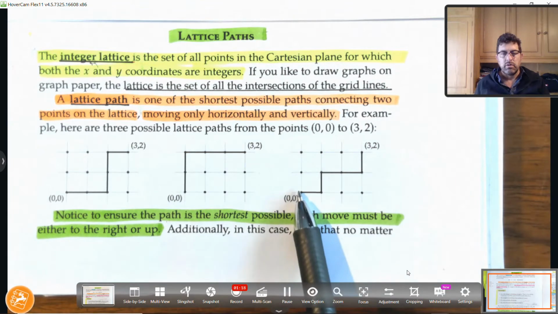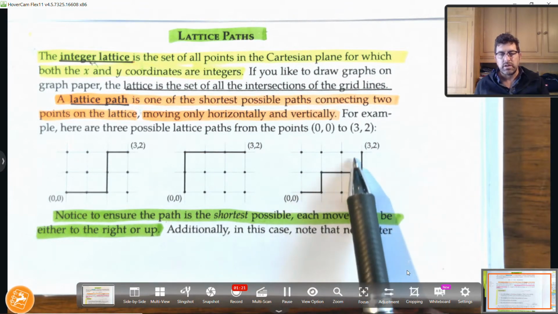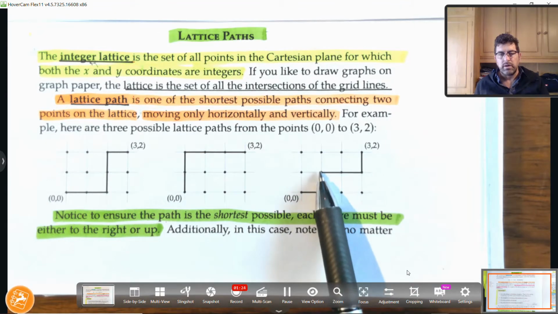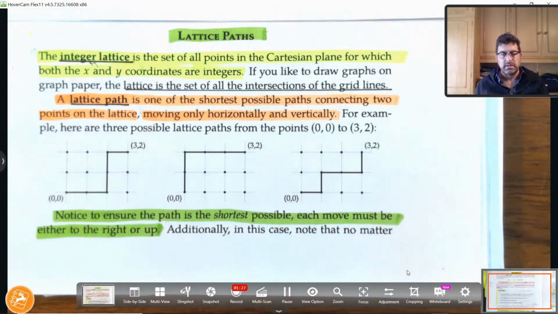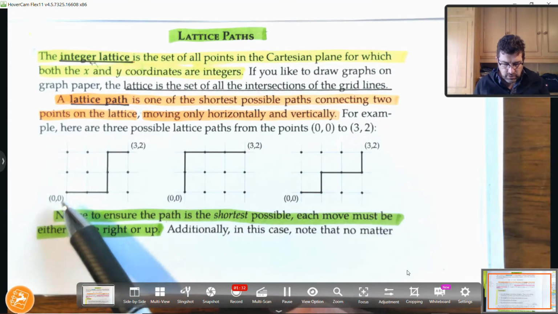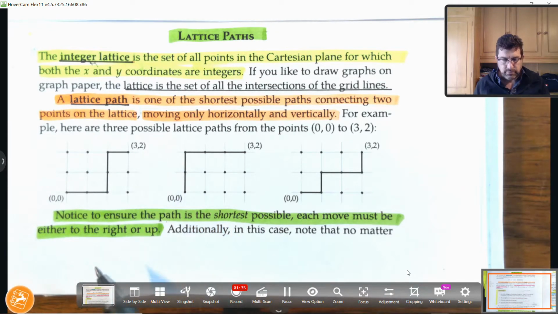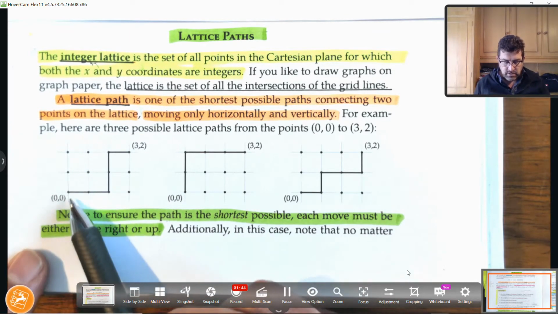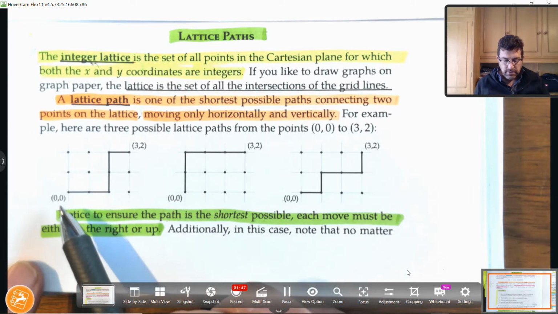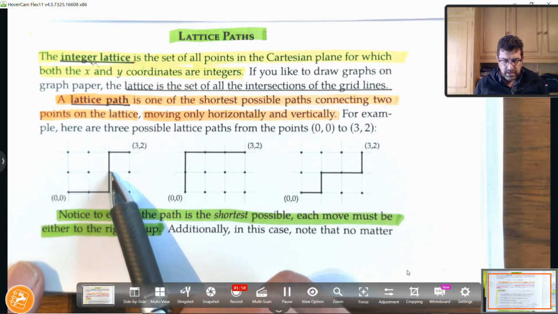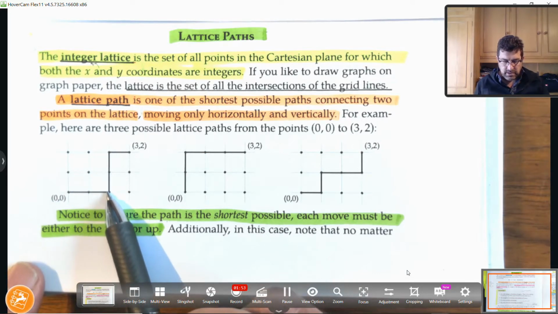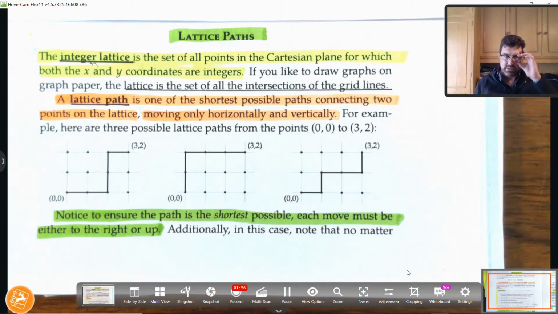Or we can go 1 right, 1 up, 2 right, 1 up. Or 1 right, 1 up, 1 right, 1 up, 1 right. Again, there are quite a few ways in which we can get from point O to point 3, 2. Okay, so notice now, to ensure that the path is shortest, each move must either be right or up. You can't go right, right, up, left, down, right, left, and repeat directions. So you can only move that way to make sure it's shortest.